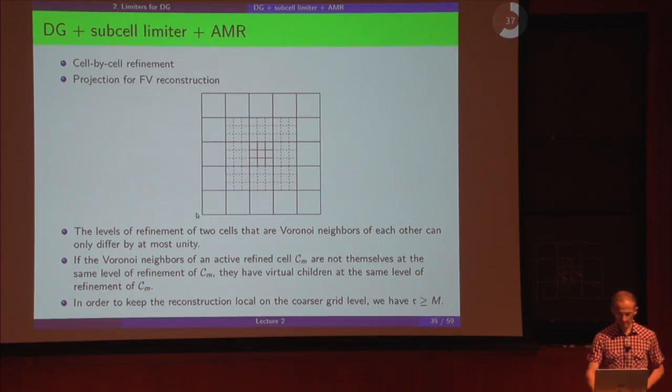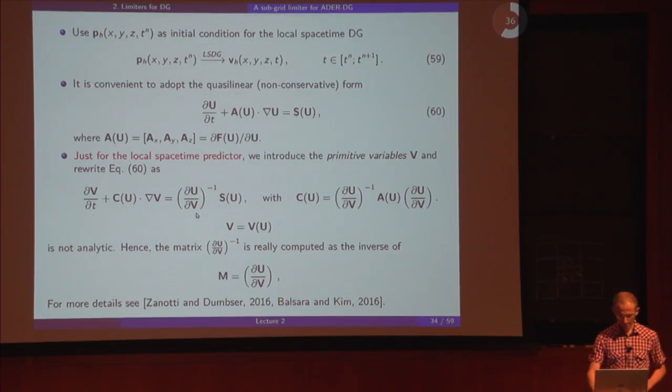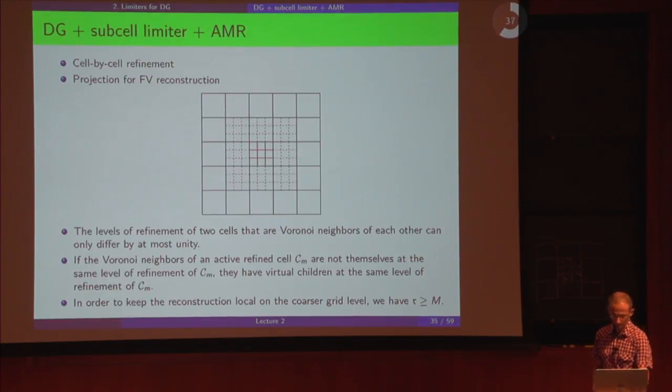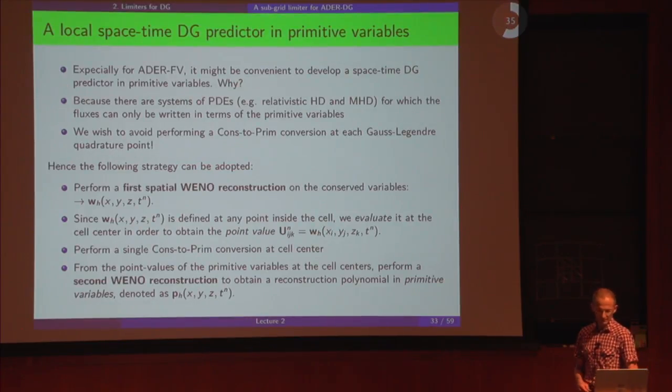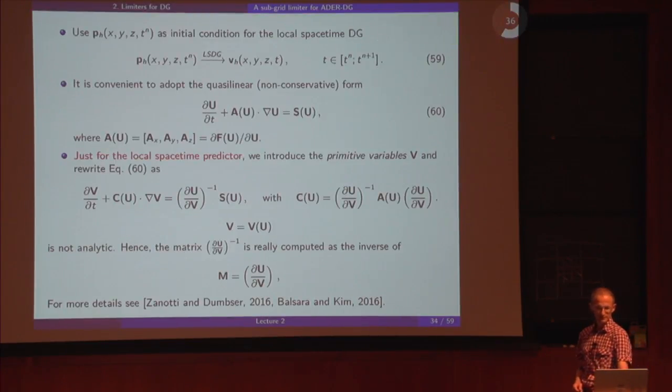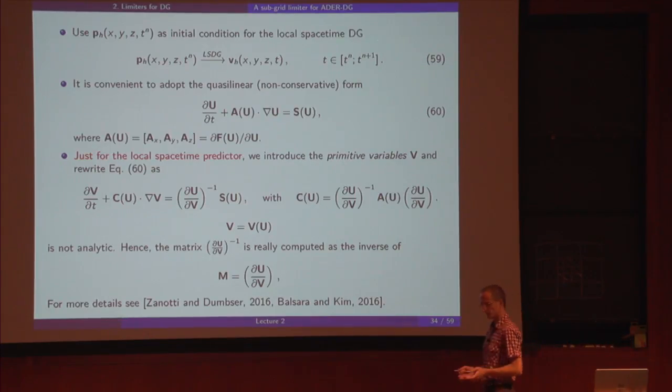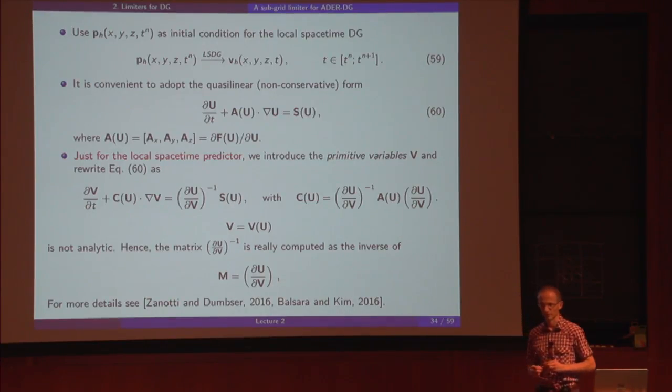All right. Just a comment. I was saying, sorry, that this is for the finite volume case. For the DG case in primitive variable, there is no hope. You have to do a cons to prim from your polynomial in conserved variable to the polynomial in primitive variable. In that case, you have to do that.